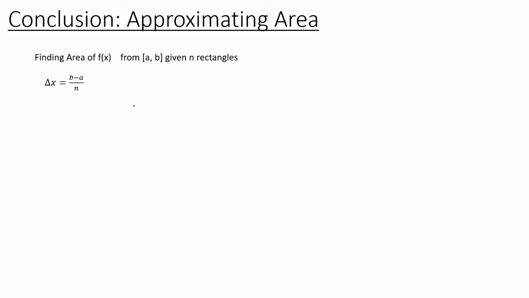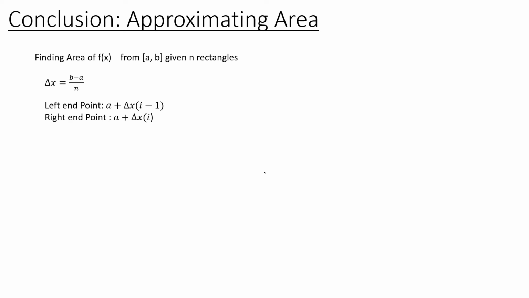So, conclusion: to find the area approximation of f of x from a to b given n rectangular shapes, your width can be found by subtracting the two distances and dividing by the number of rectangles provided. Your left endpoint pattern is a plus delta x, which is your width, times i minus 1. That will solve the pattern for the left endpoint you guys can use to find rectangular shapes. The right endpoint will be a plus delta x times i.